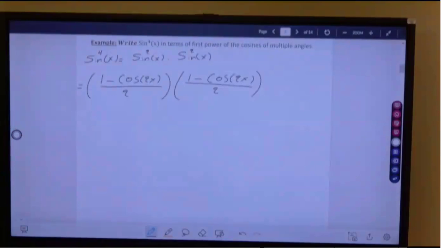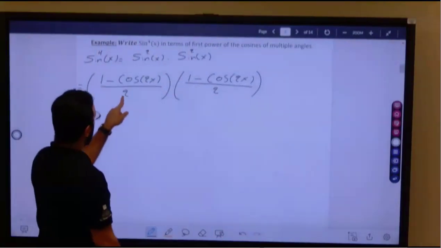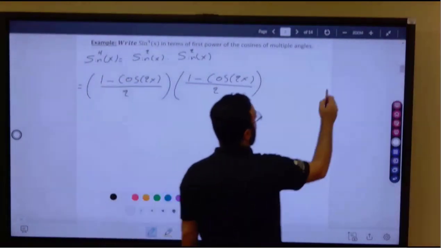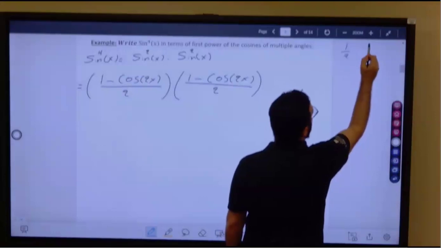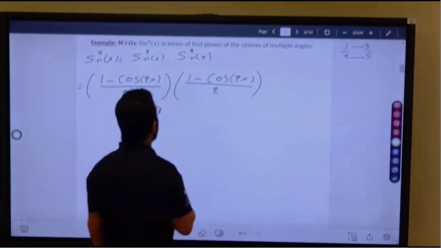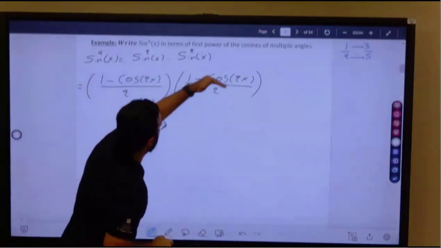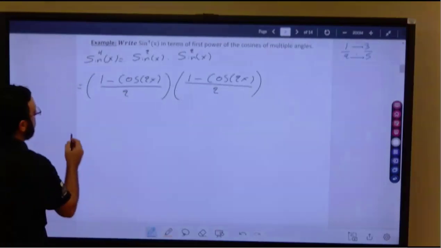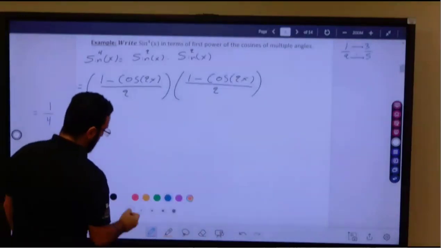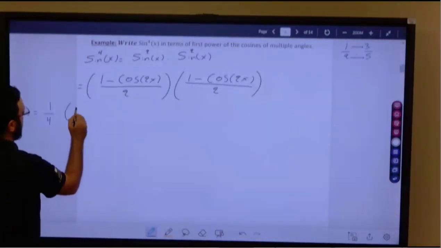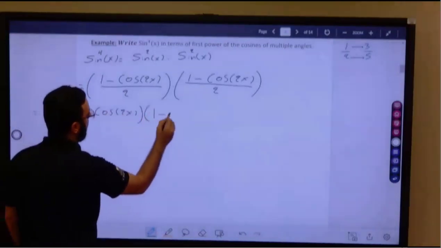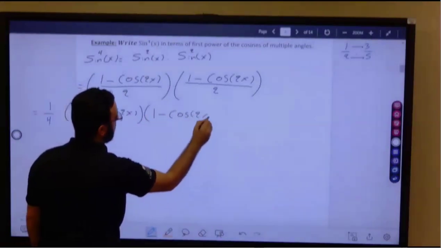Then what I'm going to do next step. Next step, you're multiplying two fractions. So when you're multiplying two fractions, like for example, 1 over 2 times 3 over 5, you're going to multiply 1 times 3 and 2 times 5. So the same thing here, I'm going to multiply this one times this one and 2 times 2. 2 times 2 is 4, so I'm going to take 1 over 4 out. And the left is going to be multiplying 1 minus cosine 2x times 1 minus cosine 2x.